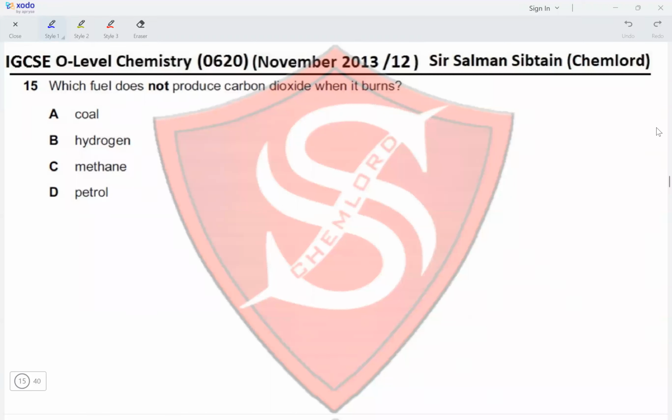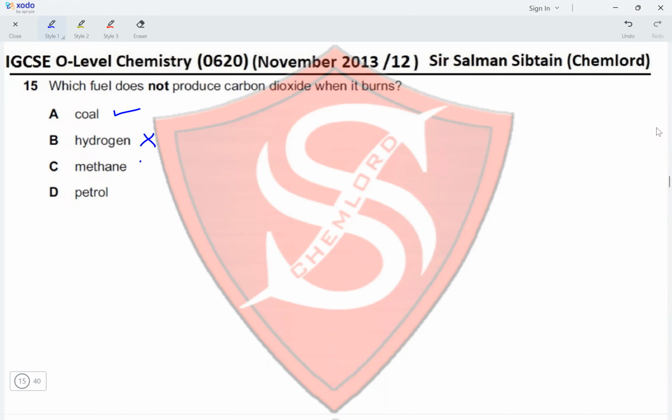Question 15. Which fuel does not produce carbon dioxide when it burns? So a fuel which does not contain carbon will not produce carbon dioxide. So we have coal. Coal is made of carbon, so this will produce carbon dioxide. We have hydrogen. Hydrogen is an element. It just comprises hydrogen atoms, no carbon atoms, so this will not produce carbon dioxide.